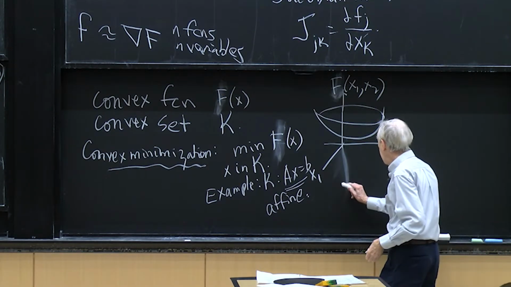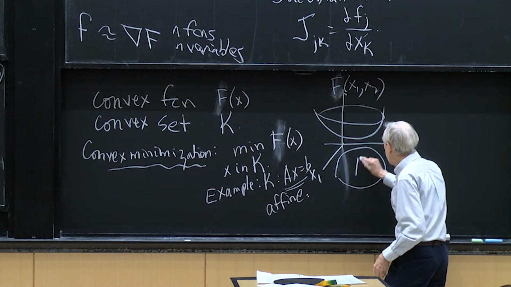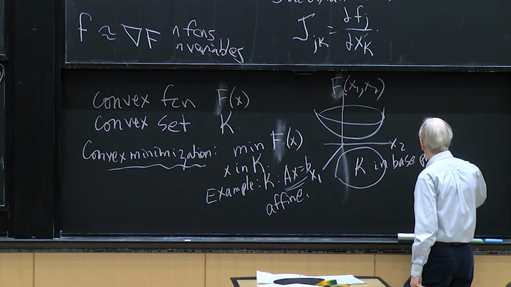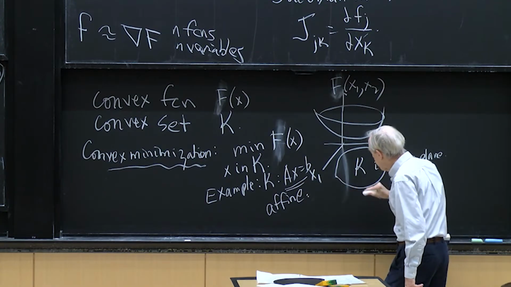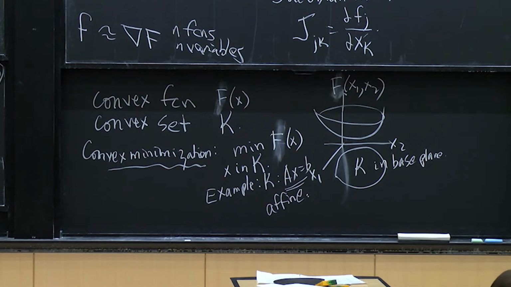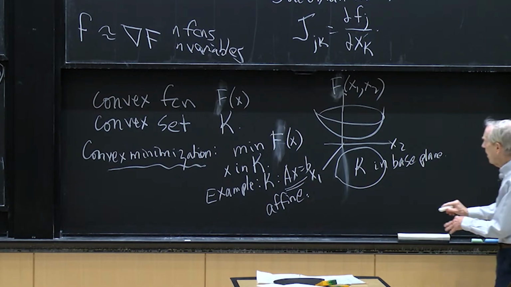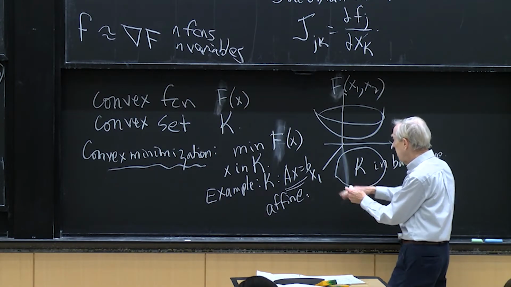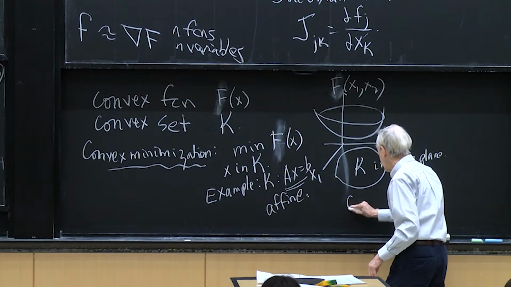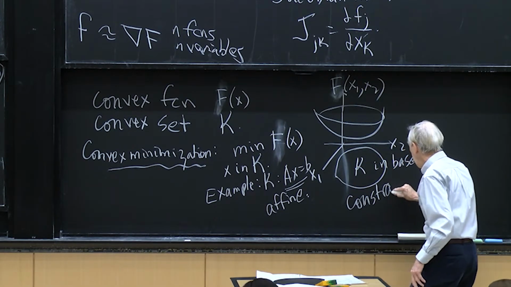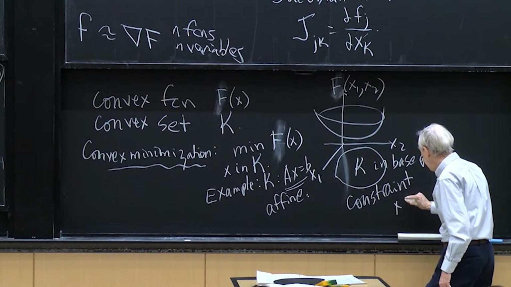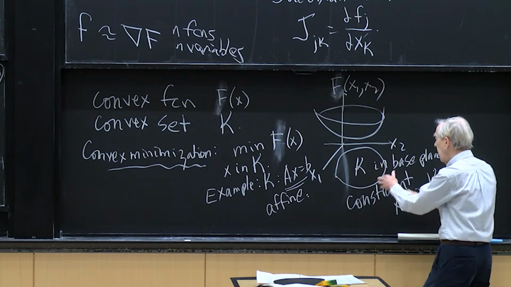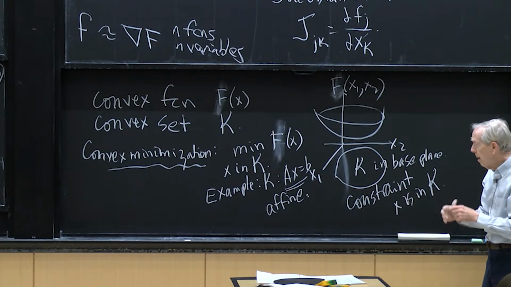Anyway, or I have some other convex set. Let me put the convex set K in the base plane. And did I make it convex? I think pretty luckily I did. Now, the convex set is the constraint, so this is the constraint set. The constraint is that x must be in the set K. And I drew it as a convex blob.